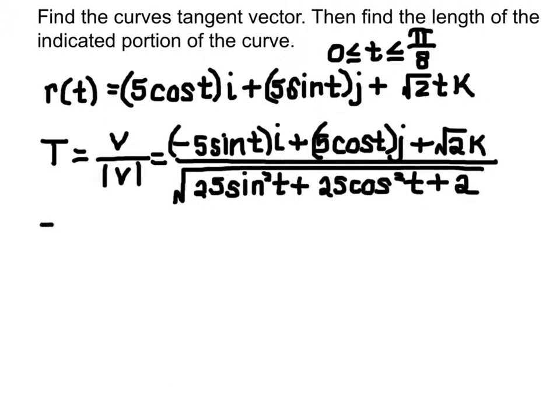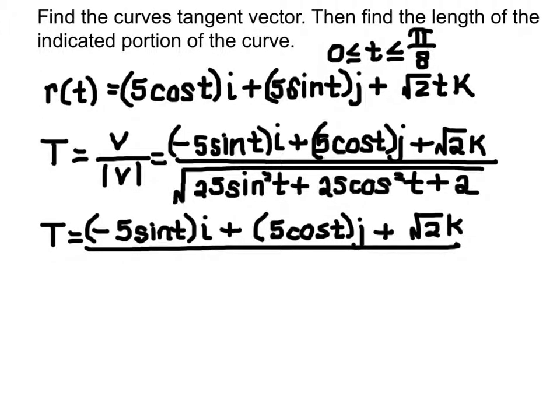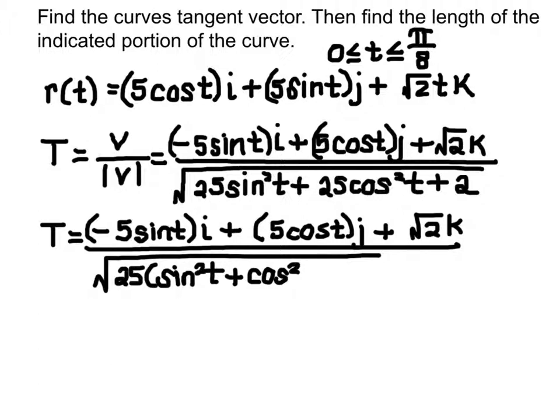So that gives us a tangent vector that's equal to negative 5 sine t in the i direction, plus 5 cosine t in the j direction, plus the square root of 2 k, and all of this is going to be divided by this denominator. Let's take a look. The denominator is the square root of, and we're going to factor out the 25 times sine squared t plus cosine squared t, and we know that that's 1, plus 2.